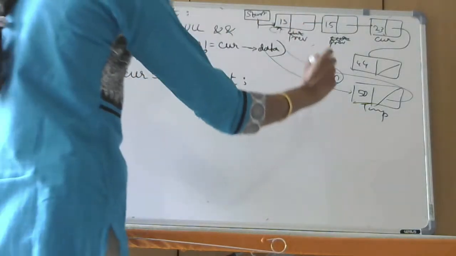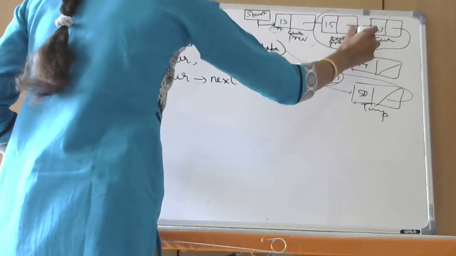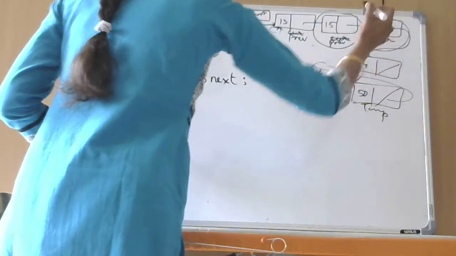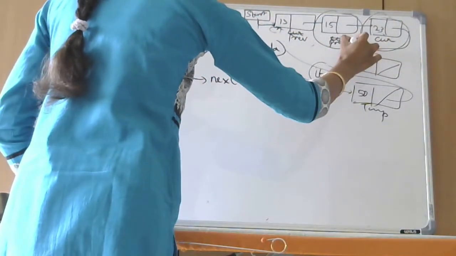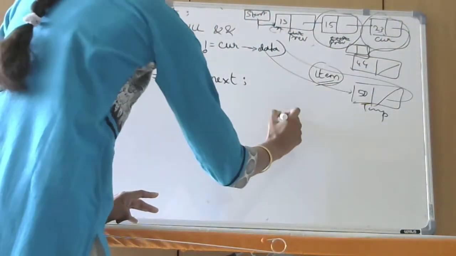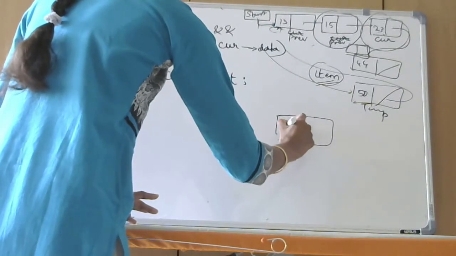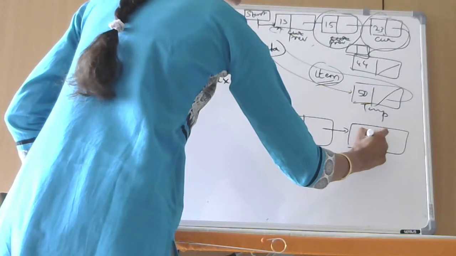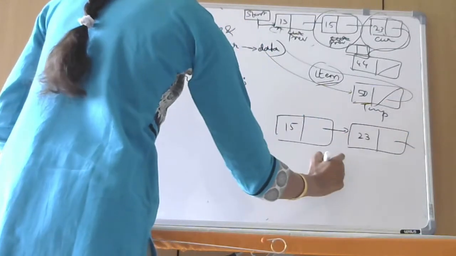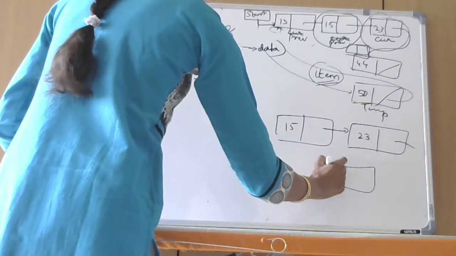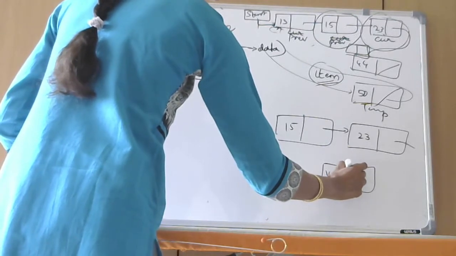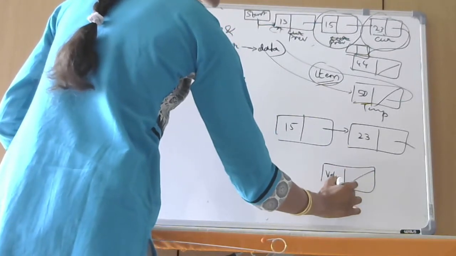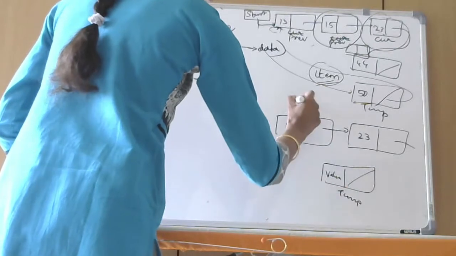When it comes out of the loop, this will be your previous. This is your current. Where do you want to insert? We want to insert it here. That means I will write it here again. This is 15. This is 23, and you have something. This temp should come in between. This is the value. This I have set to null. This is my temp. This is my previous now.